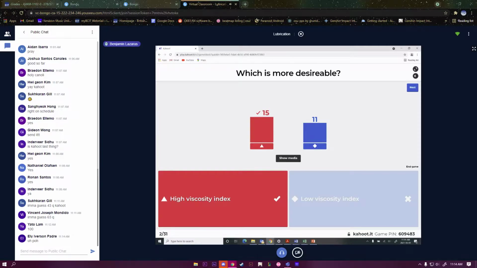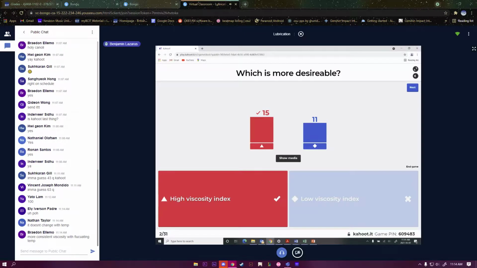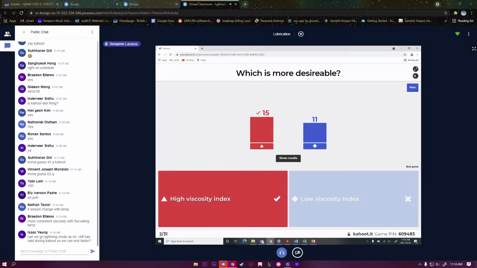Common misunderstanding point. What does a high viscosity index mean? This was not understood well, clearly, because the first one everybody got right. It does not change with temperature. Right. So if I want a certain viscosity for my engine, why would I want that to change?